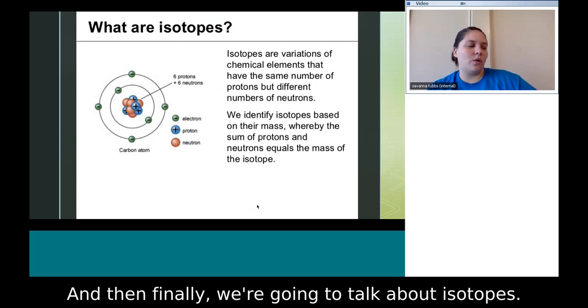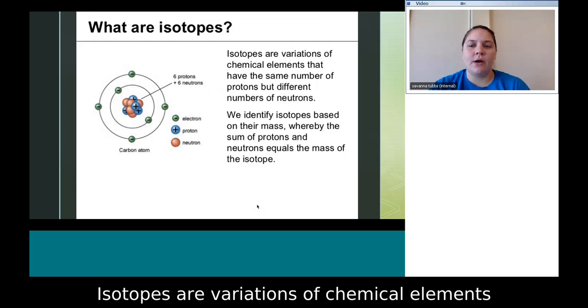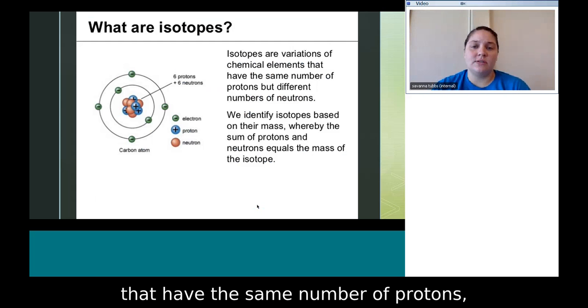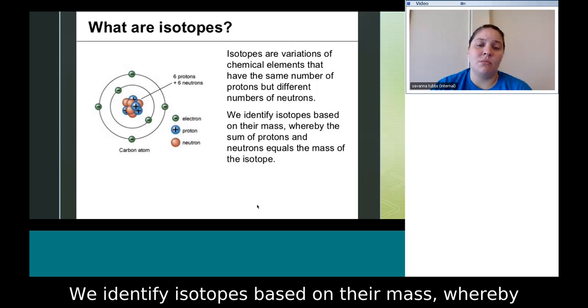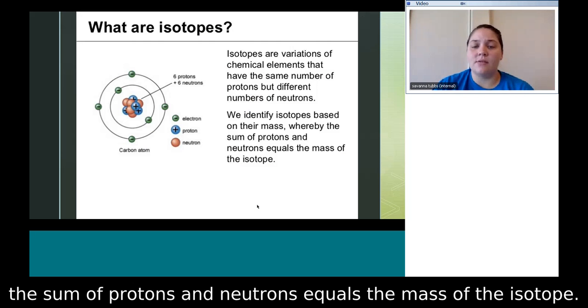And then finally, we're going to talk about isotopes. Isotopes are variations of chemical elements that have the same number of protons, but different number of neutrons. We identify isotopes based on their mass, whereby the sum of protons and neutrons equals the mass of the isotope.